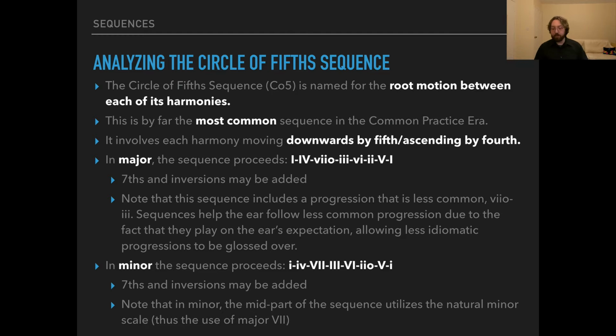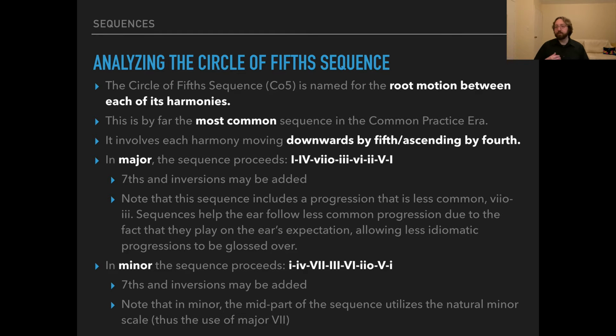In major, the sequence goes like this: 1 to 4 to 7 to 3 to 6 to 2 to 5 and to 1. Note that, as we've seen before, sevenths and inversions can of course be added. But it's also important to be aware of the fact that there's a progression in here that's a little bit less common, the 7 diminished to 3 progression.